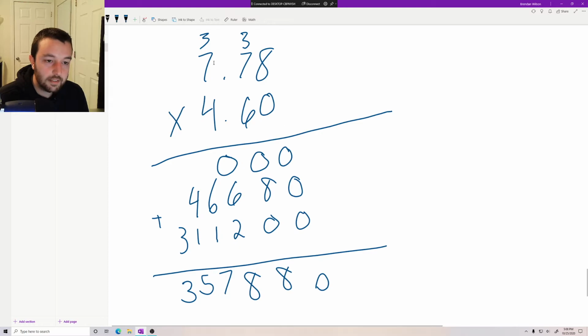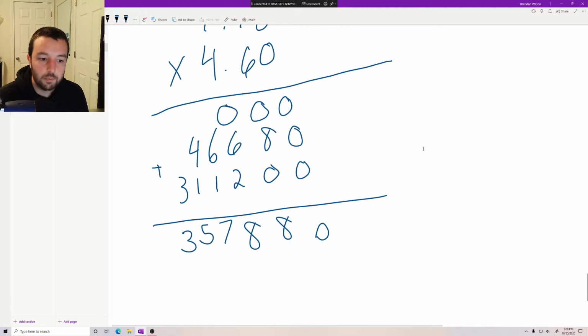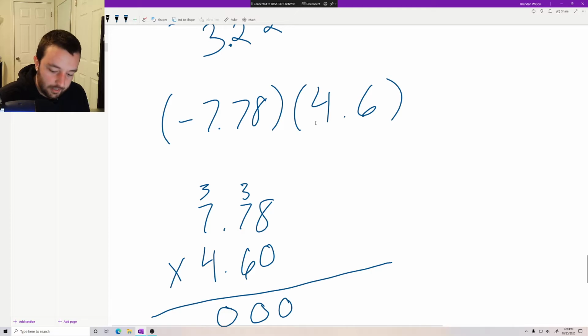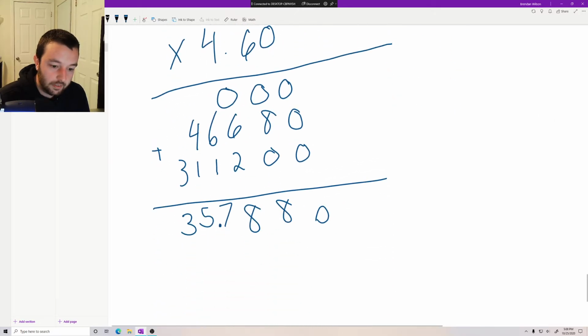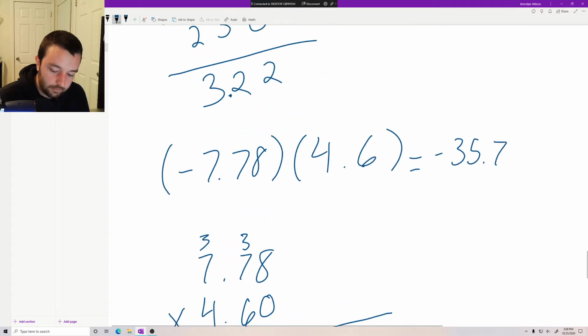And now we go back and say, okay, there's 2 decimal places in the first number. There's 2 in the second one. So altogether, we should have 4 decimal places. So this is what we get, 35.788. And then also remember the first number was actually negative. So this should be negative 35.788. Okay.